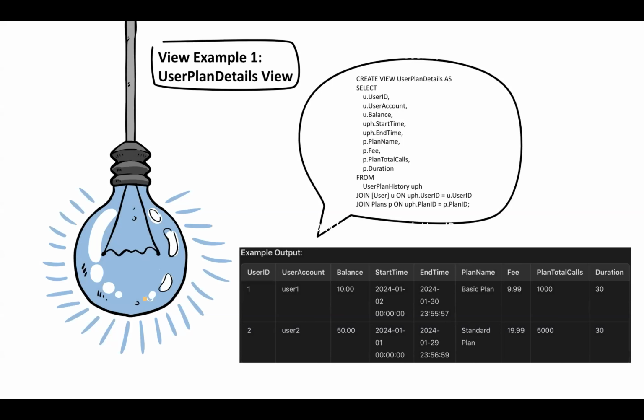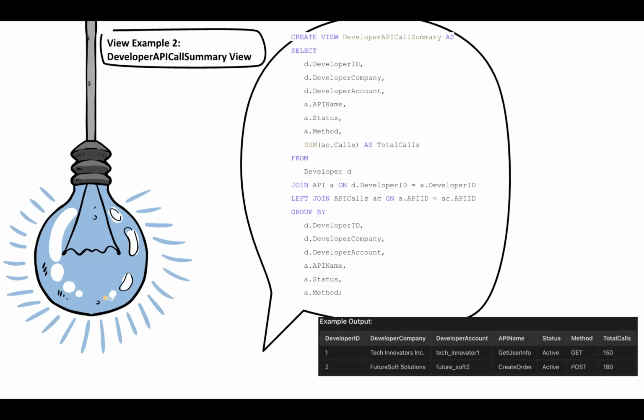The first view is user plan details. It provides a consolidated view of user subscription details, including their account balance, subscription start and end times, and associated plan details like name, fee, and duration. And it simplifies querying user plan relationships by joining the user plan history, user, and plans tables. And this view is particularly useful for customer support and financial tracking. Next, please.